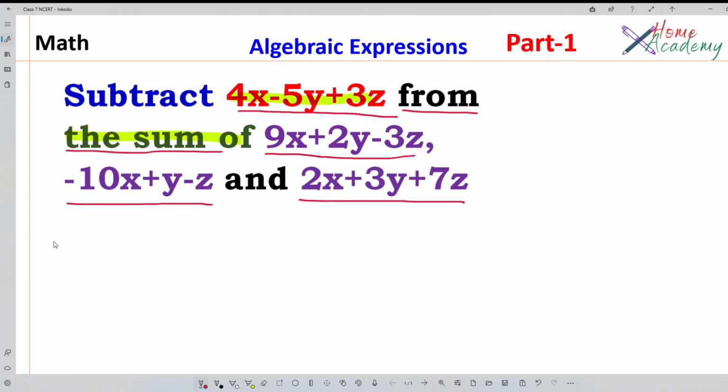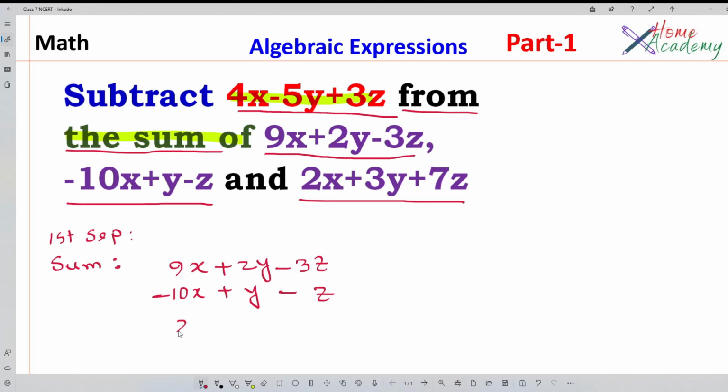So our first step is the sum. What? 9x plus 2y minus 3z, then minus 10x plus y minus z, then 2x plus 3y plus 7z. What will we do? We will do the summation among these expressions.